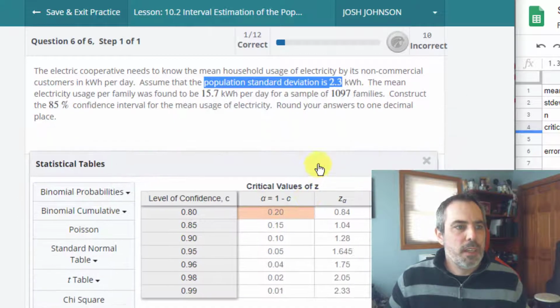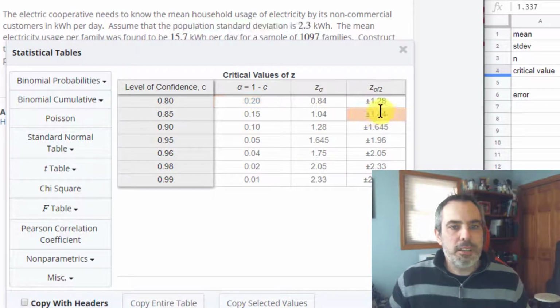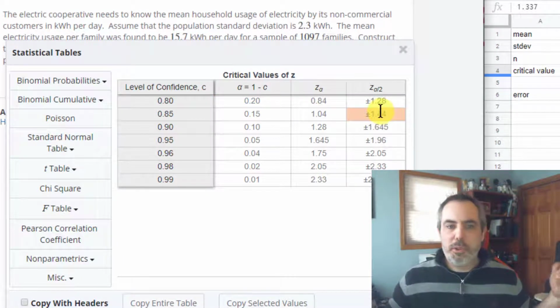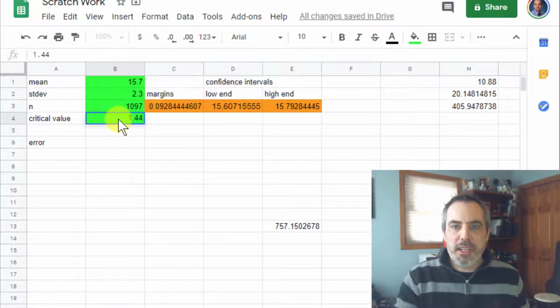critical value for an 85% two-tailed, remember, alpha over 2, I'm going both directions, is 1.44. That's the critical value that I use here.